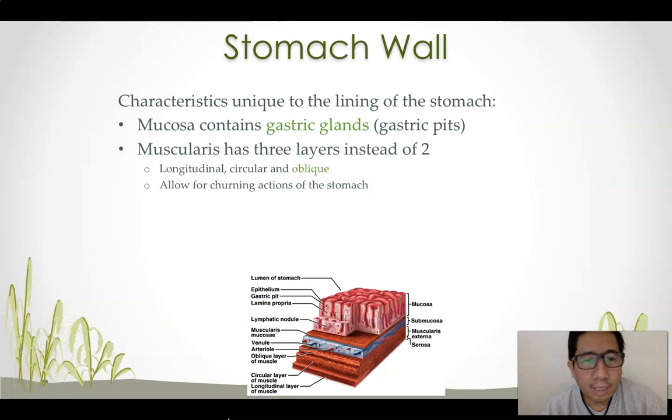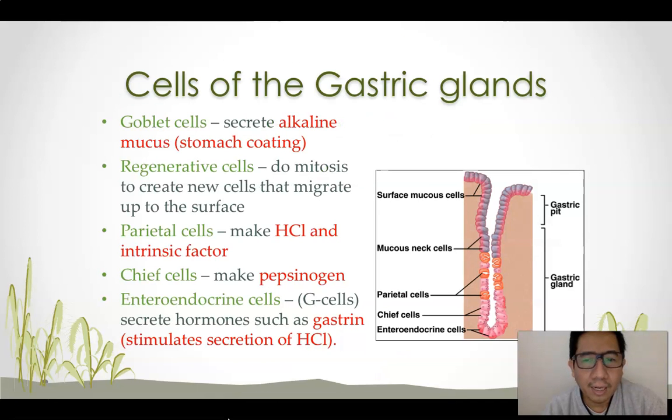Okay. So your stomach wall, you have the gastric gland, gastric pit. You have different layers of your muscular layers. Put a little star on this page. You need to know everything on this page. The first one, this is how your stomach actually works.